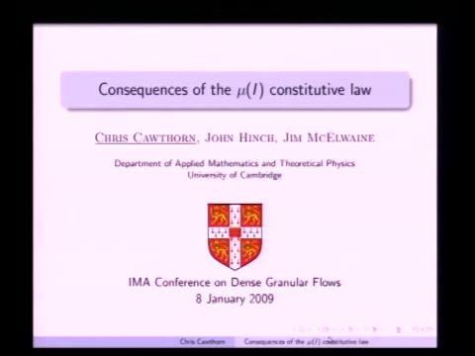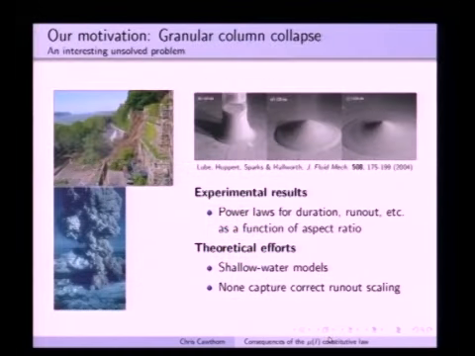Okay, so good morning everyone. I'm going to give you a brief talk today about some facets of the work I've been doing during my PhD here in Cambridge. And this is mainly with input from John Hinch, but with the occasional bits and pieces from Jim McElwain.